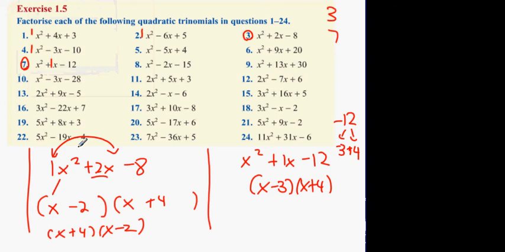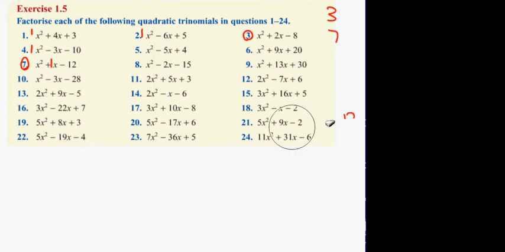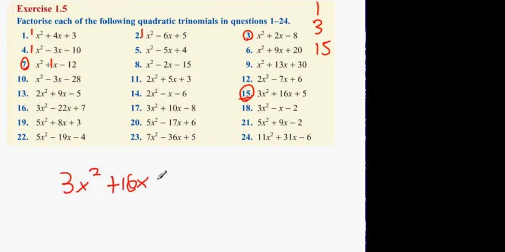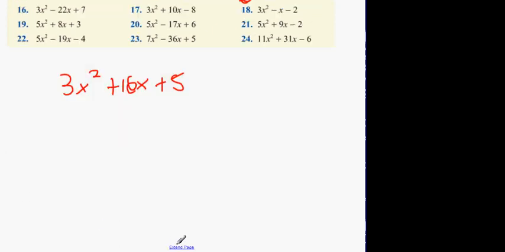There's the next type. The next ones are slightly longer and slightly more difficult. Okay, now let me explain what's going on here. Now, what you're going to be given next is something like this one here, for instance, number 15. Okay, so I've done 1, 3. Now I'm going to do 15. Okay, now in 15 you have 3x squared plus 16x plus 5. You can't jump directly into the brackets just yet.